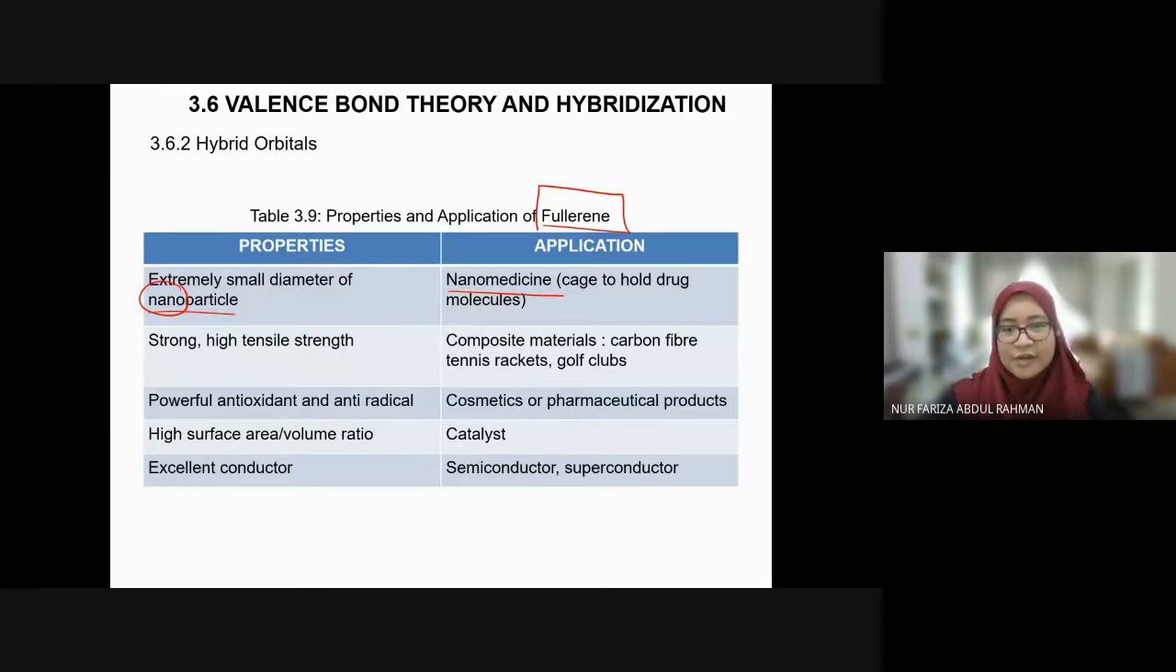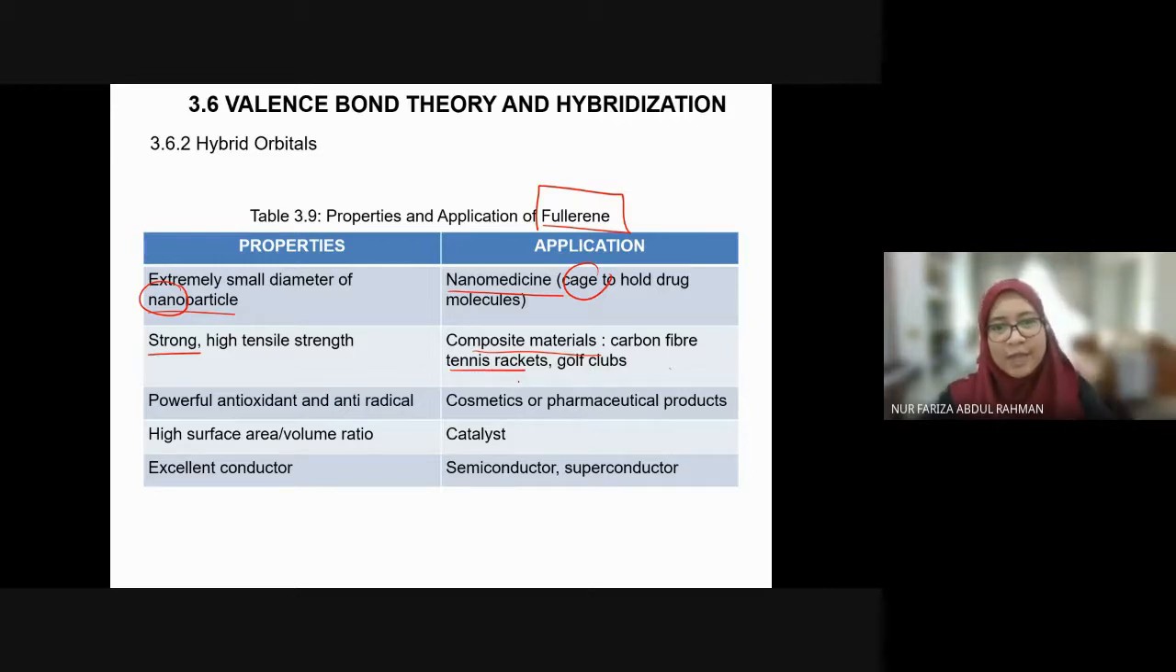Okay, like I said just now, we can use it as a cage to hold drug molecules. And then it has strong and high tensile strength. Okay, strong, high tensile strength. Why? Because of how they are arranged in the structure. Okay, so they are very strong and the tensile strength is very high. So it can be used as composite materials. For example, materials that require very strong or high tensile strength, like carbon fiber, tennis racket. A tennis racket must be strong.